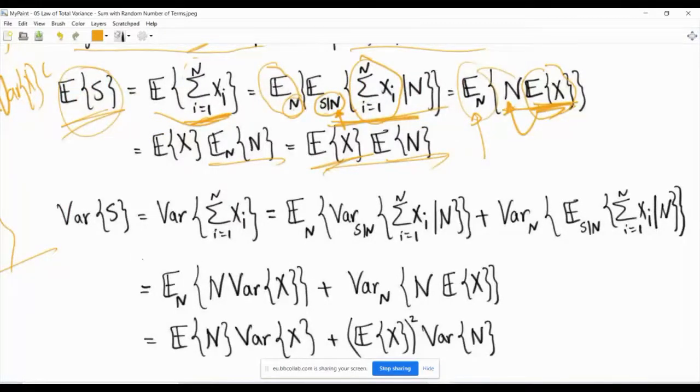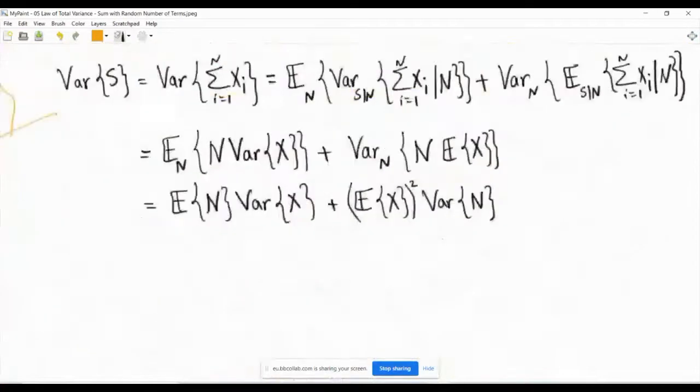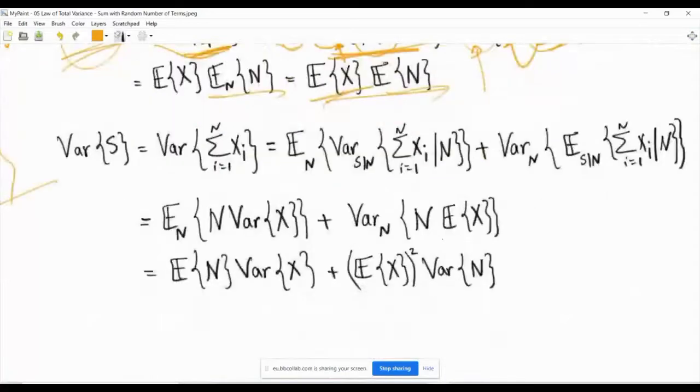So it's a bit more involved because the variance of S now has two terms, but again we will see that it is not that difficult. So what is the variance of S? S is this annoying sum. It's a sum involving a random number of terms.